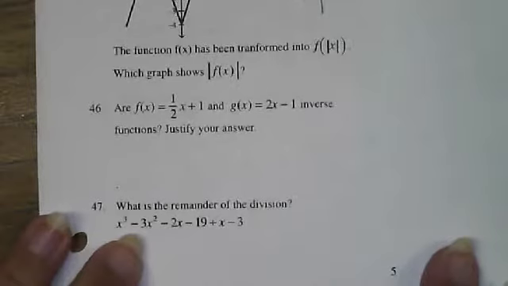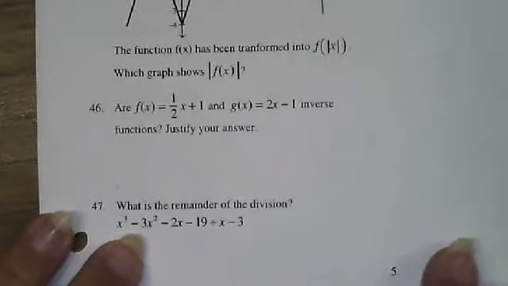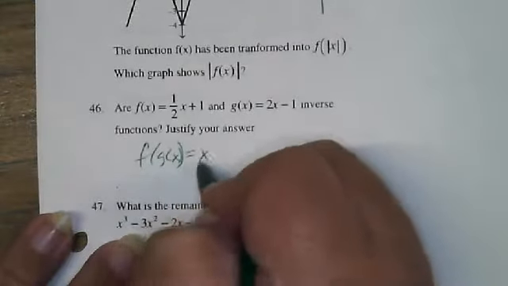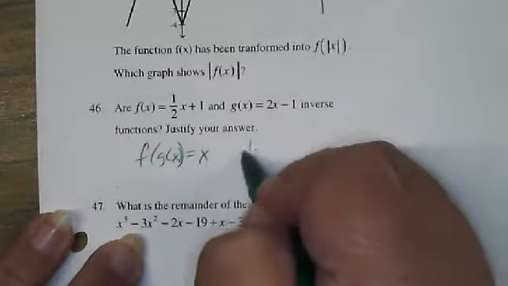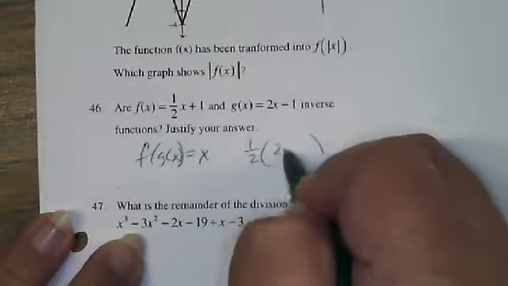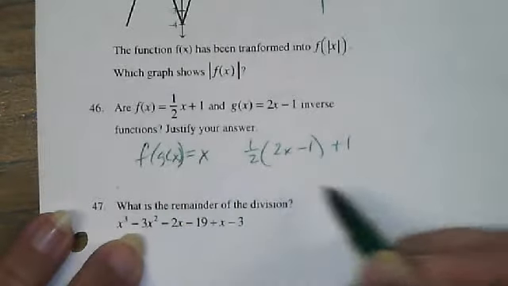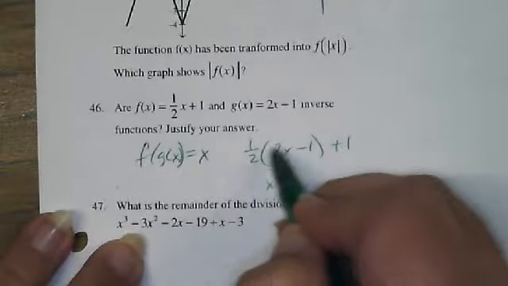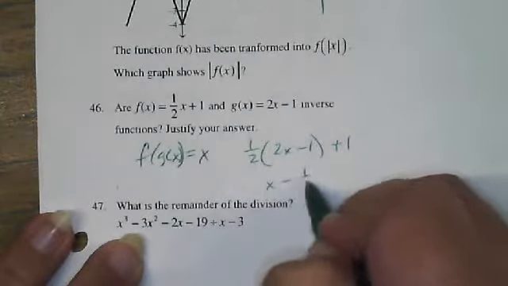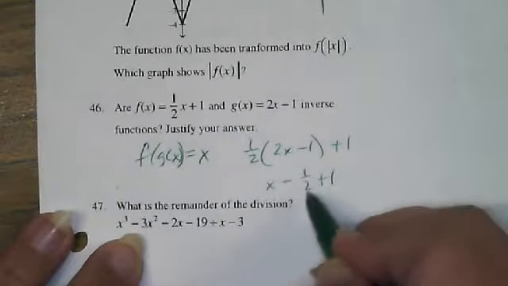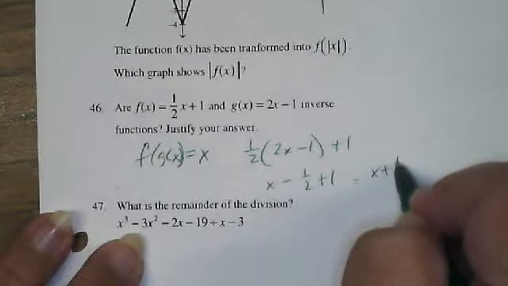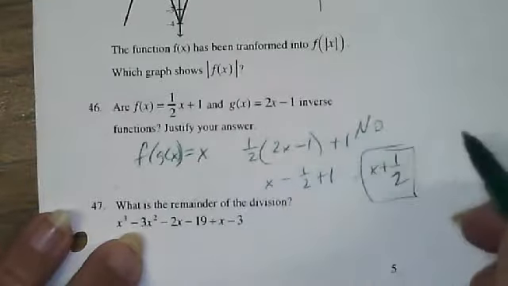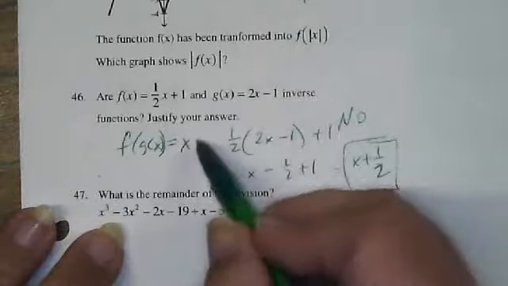46. Are these two inverse functions? If they are, then f of g of x is equal to x. So let's see. Half times 2x minus 1 plus 1 has got to be equal to x. So half of 2 is x. Half of negative 1 is negative 1 half. And if we add that to 1, that's going to be x plus a half. And the answer is no. Not inverse. It has to equal x.